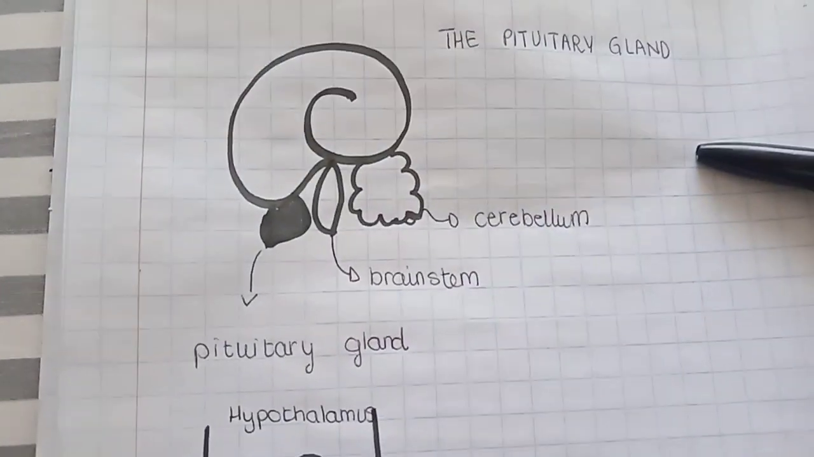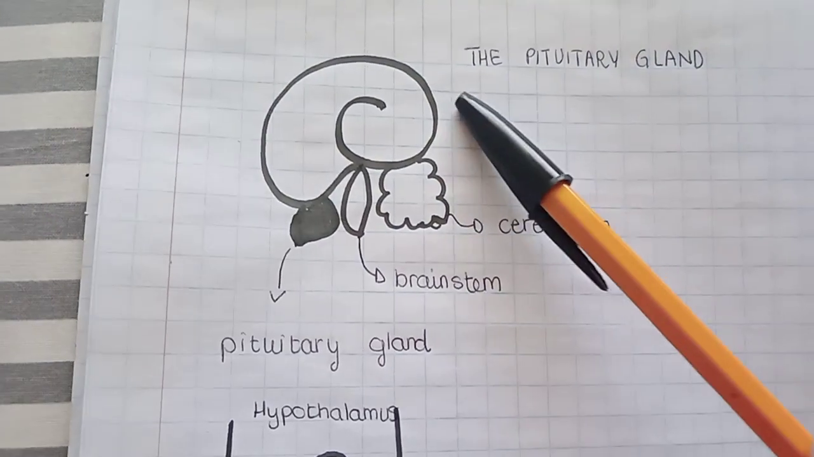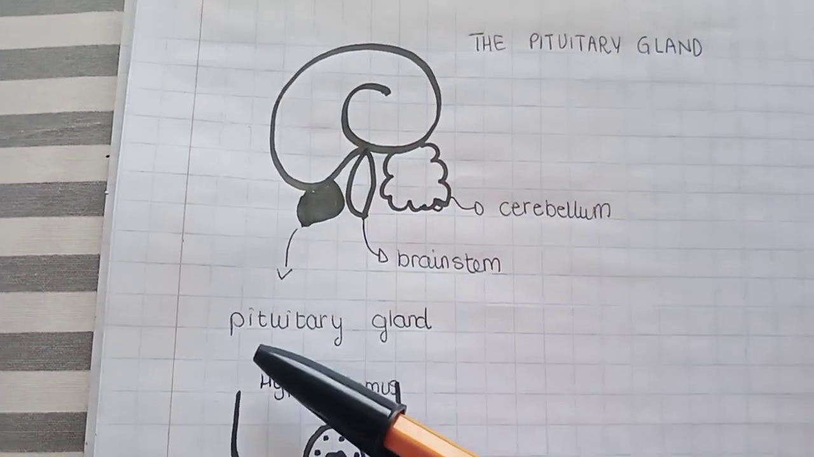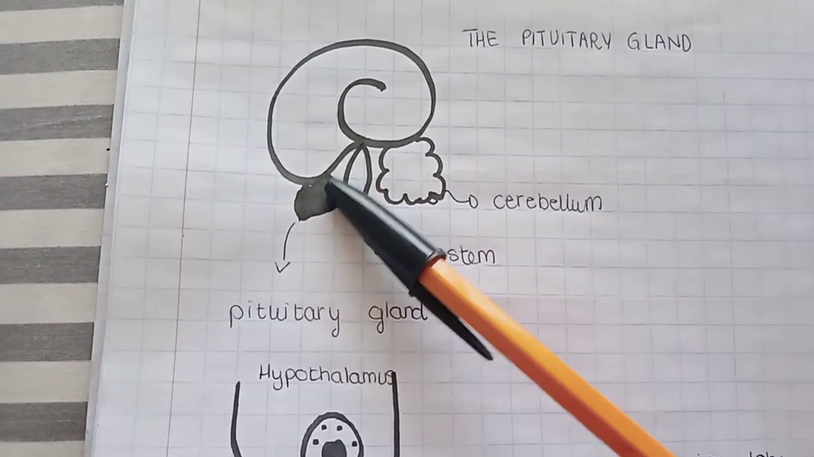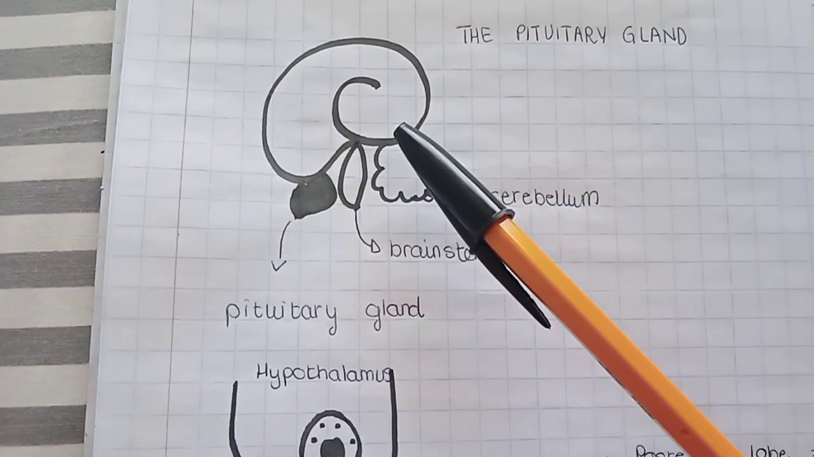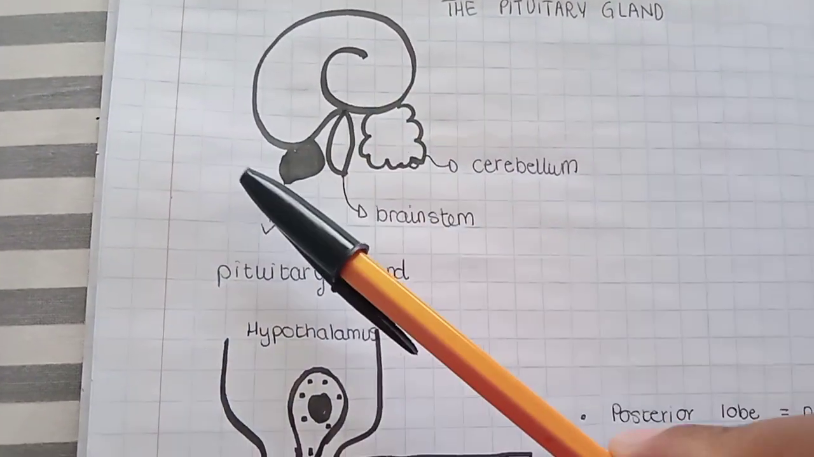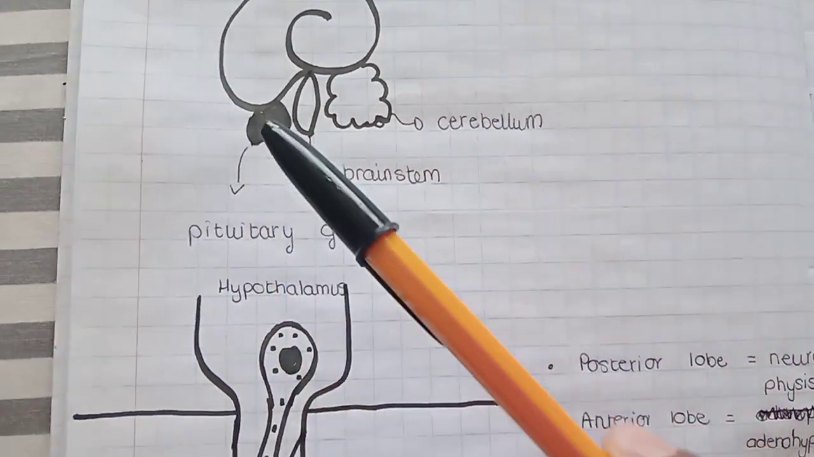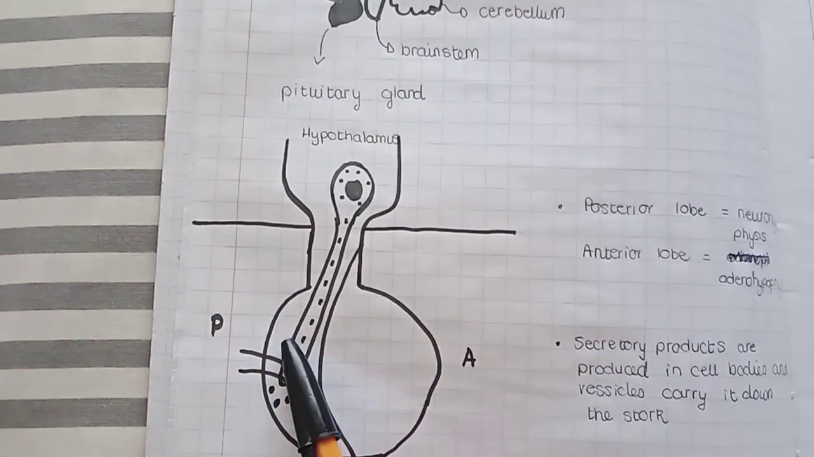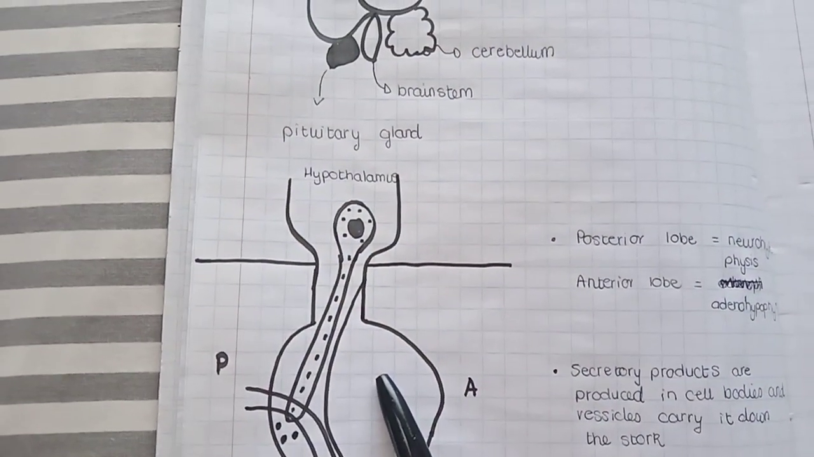So what I have over here is the structure of the human brain. The pituitary gland is located inside the hypothalamus, which is situated right at the bottom of the brain, next to the brainstem and next to the cerebellum. The pituitary gland is separated into two distinct lobes, called the posterior lobe and the anterior lobe.